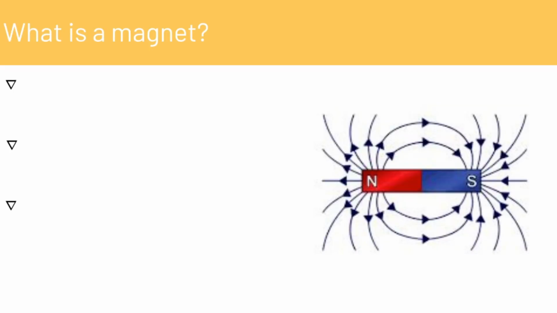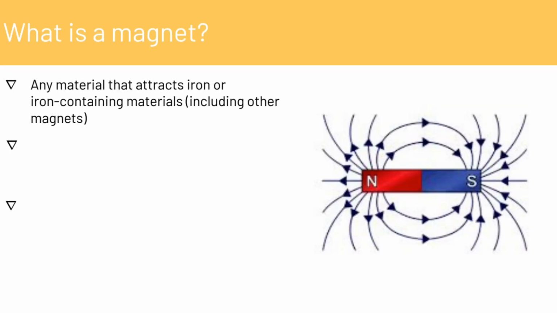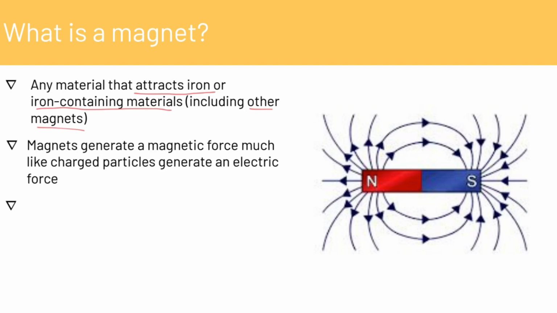So what is a magnet? A magnet is any material that attracts iron or iron-containing materials, including other magnets. Magnets generate a magnetic force, similar to how charged particles generate an electric force.